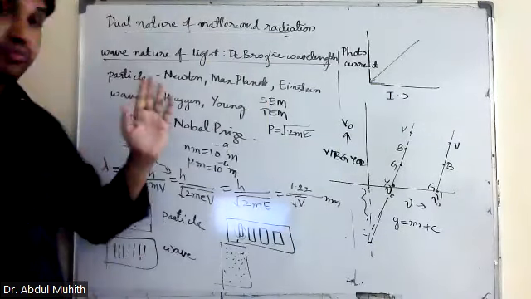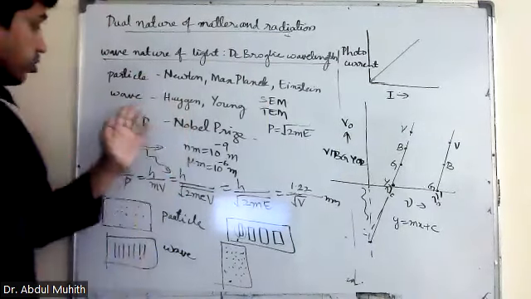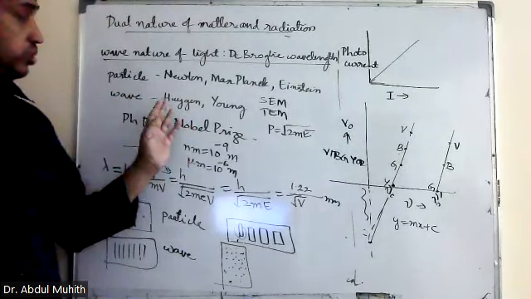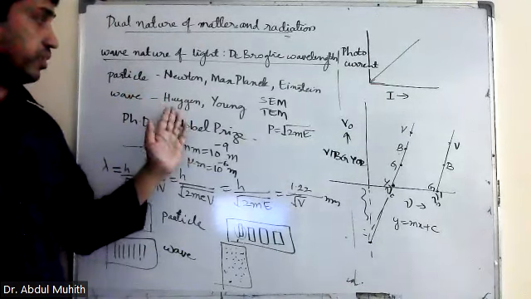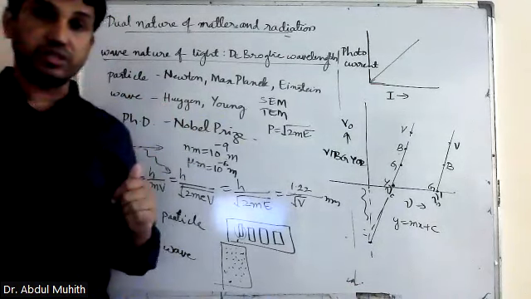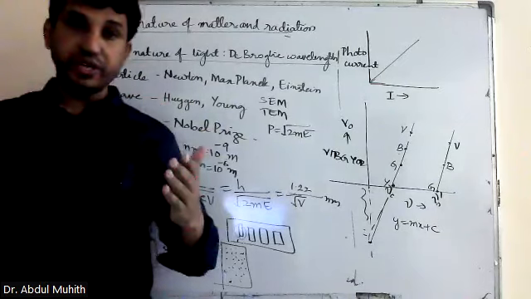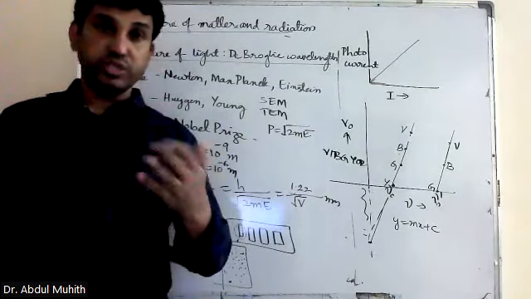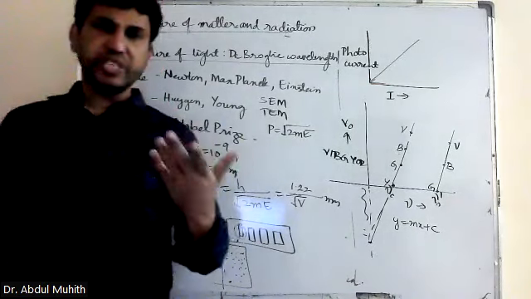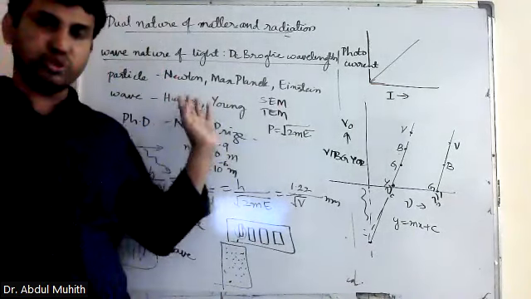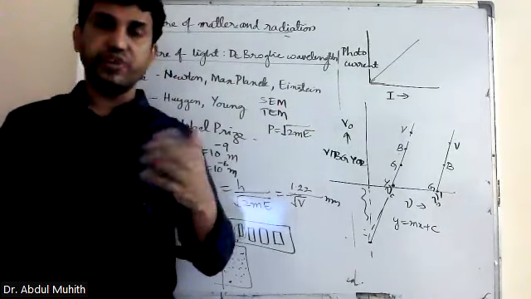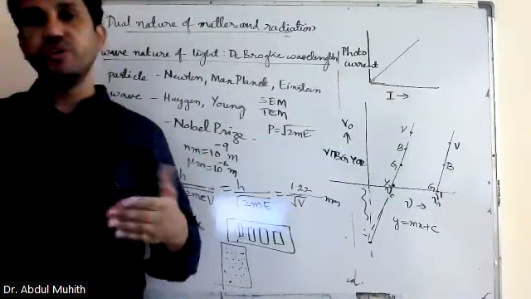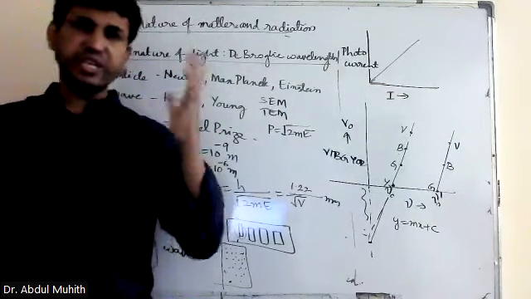The second group of scientists supported the wave nature of light, and they also proved it experimentally. It was supported by Huygens and Young. Huygens gave the concept of wavefront, and then Thomas Young gave the explanation of interference of light using the wave concept. There are so many scientists, not only these 3, in both the particle nature and wave nature. Some supported particle nature, some supported wave nature, and they did it experimentally.